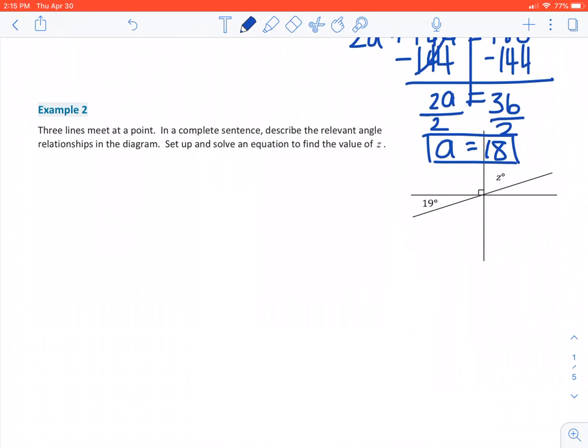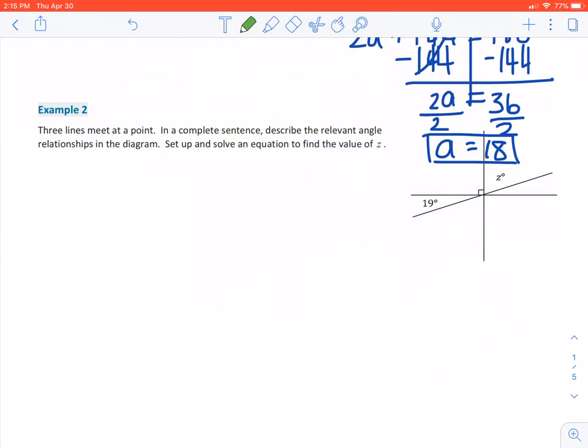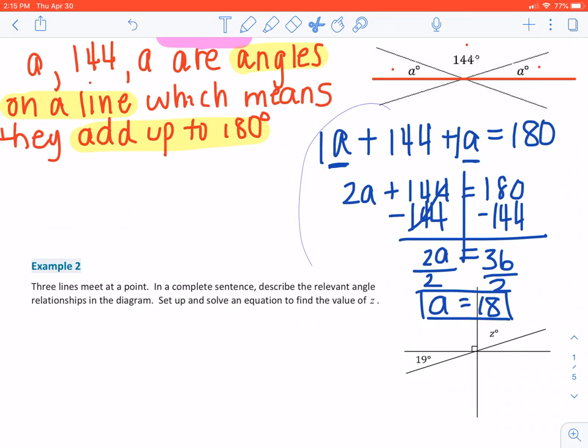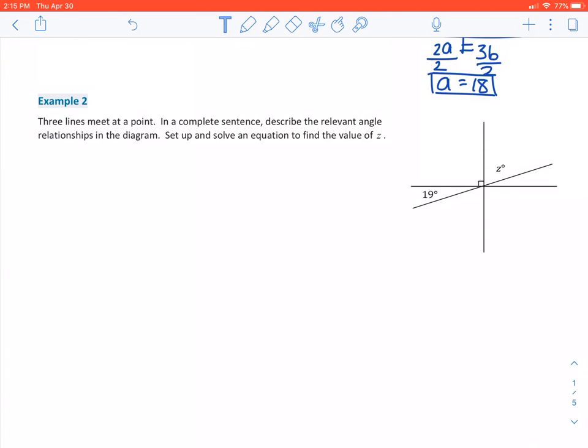All right, we're going to try this again. This time example 2 says that 3 lines meet at a point. We're going to write our sentence telling us what that angle relationship is. Now, real quick, let me move this out of the way here. I'm going to make it smaller so that we can move it up. Okay, so let's try this again.